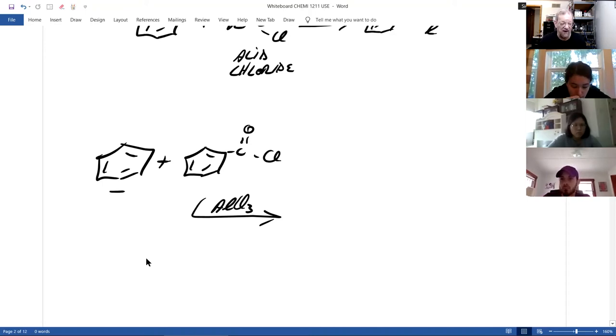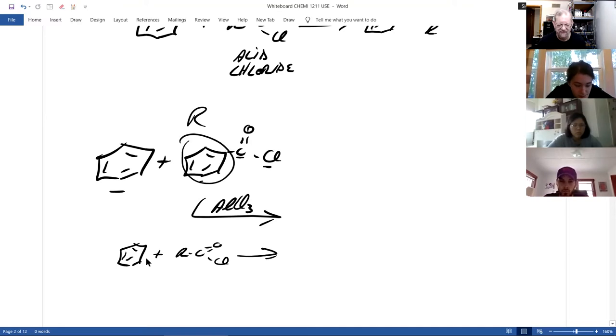What's different? Ooh, benzene ring. Benzene ring, but that's not going to react with another benzene ring. But it's on a carbonyl with a chlorine too, on that carbonyl. That's an acid chloride, where this is an R group, and I have aluminum trichloride catalyst, and I'm going to have Friedel-Crafts acylation.